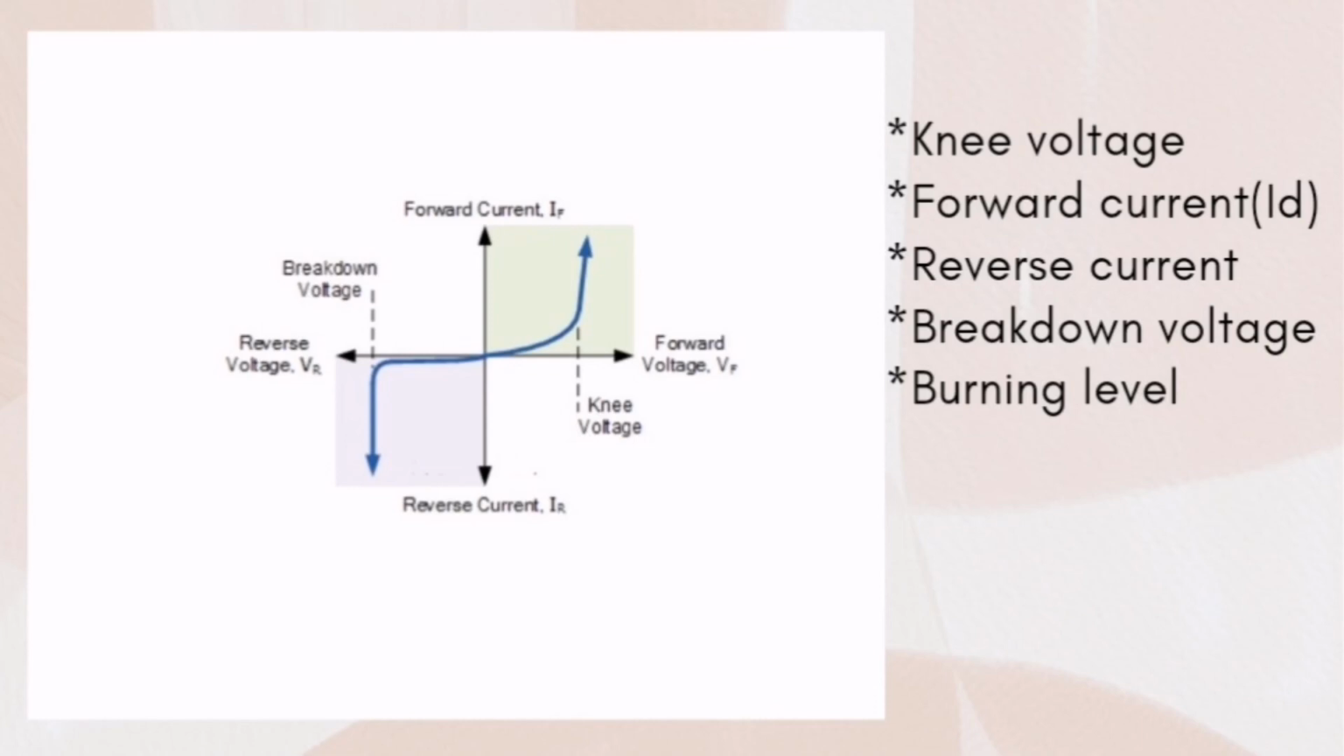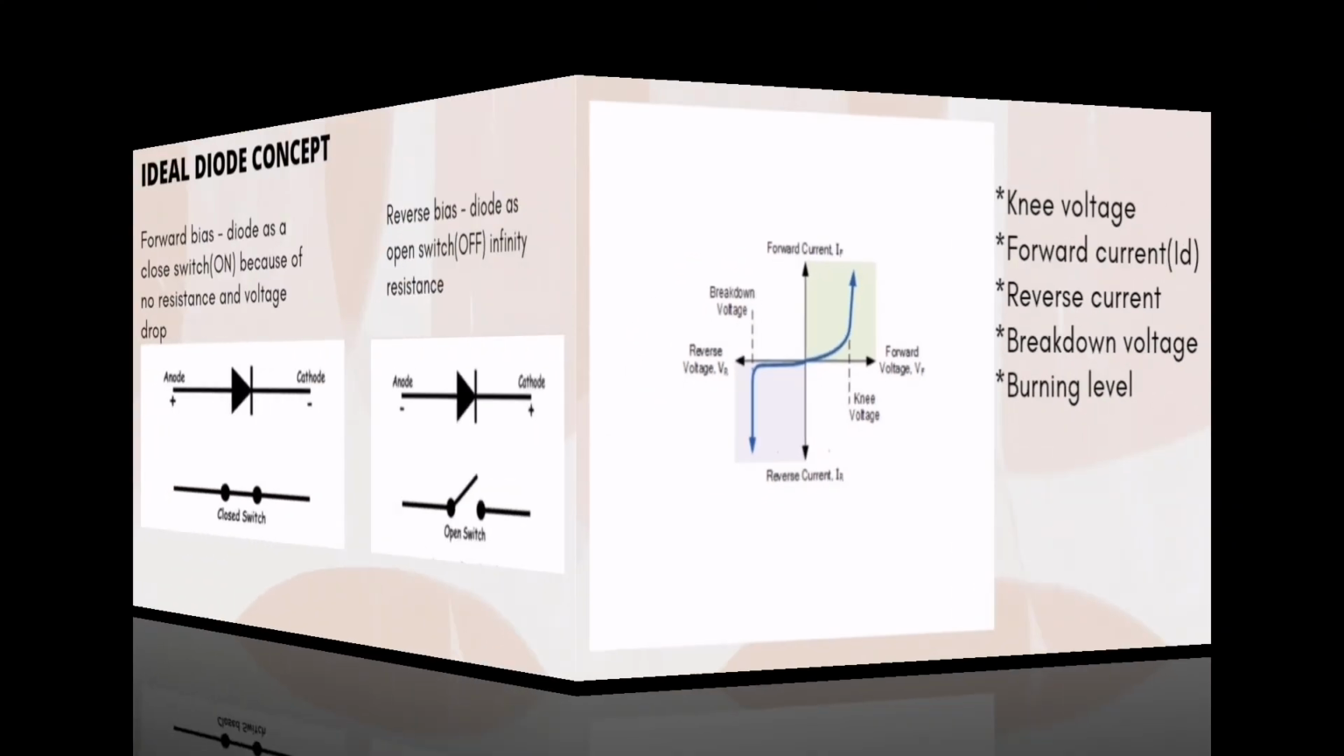After that, breakdown voltage. Breakdown voltage is the voltage level where the increase of reverse current happens, and it is measured in microampere. A big current value exceeding the breakdown level can burn the PN junction and damage it. Lastly, burning level. When forward current and reverse current exceed the maximum, the component will burn.